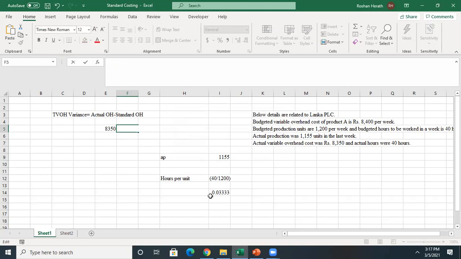Before taking this, let's work out that as well. 1155, and that is multiplied by this, and this is going to be the hours, right?